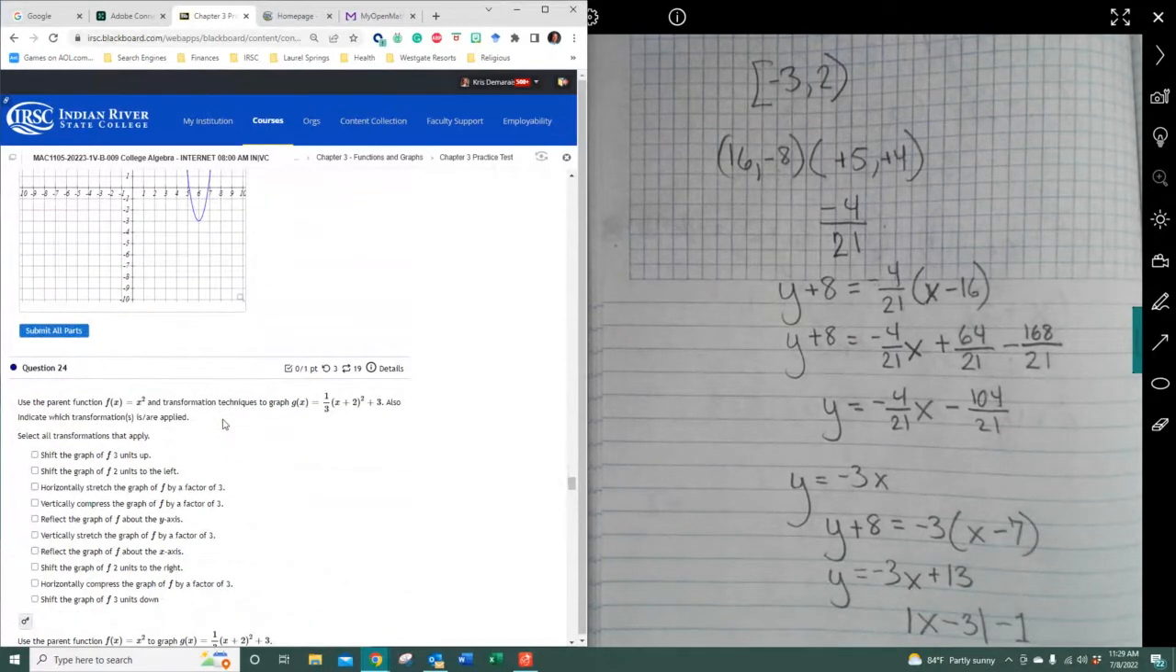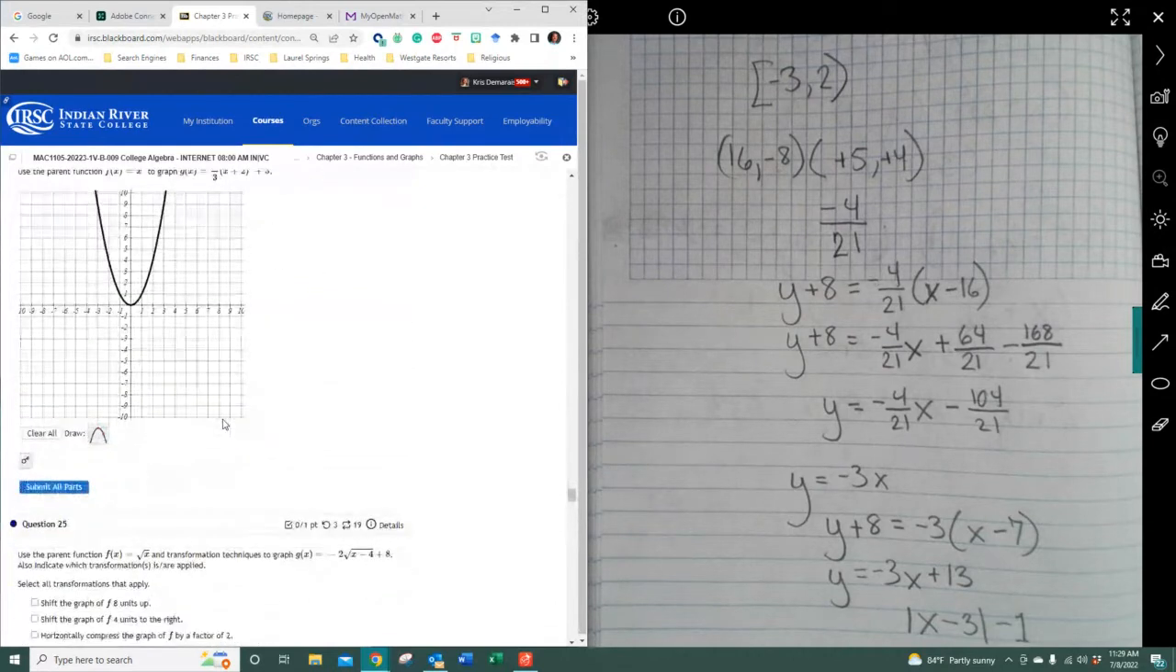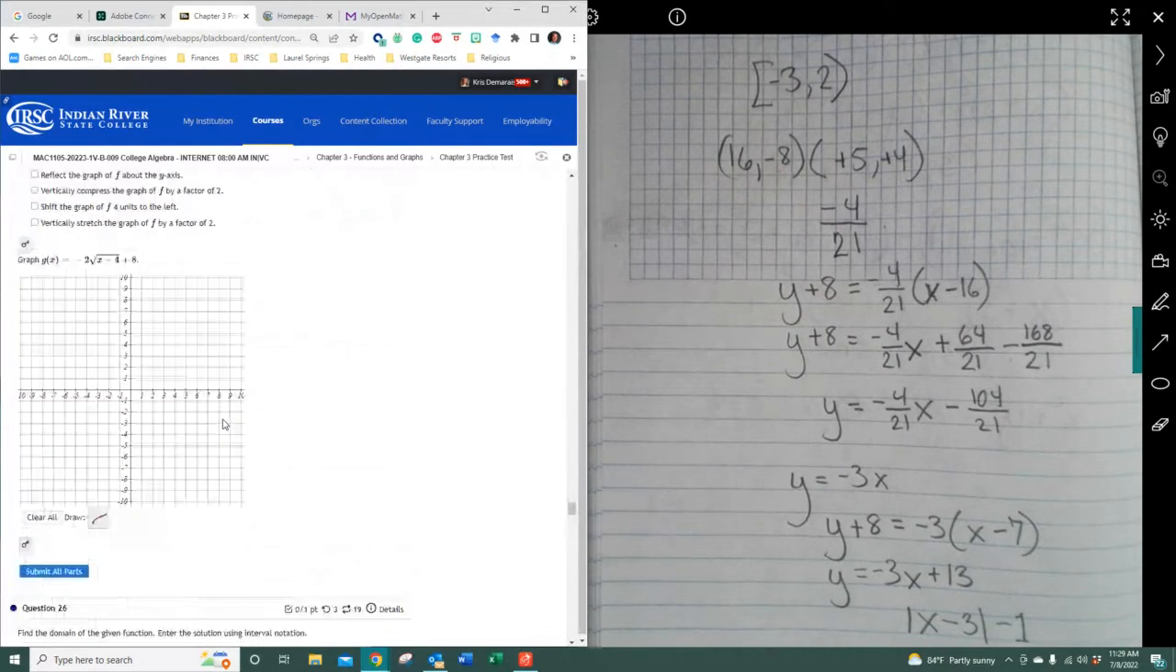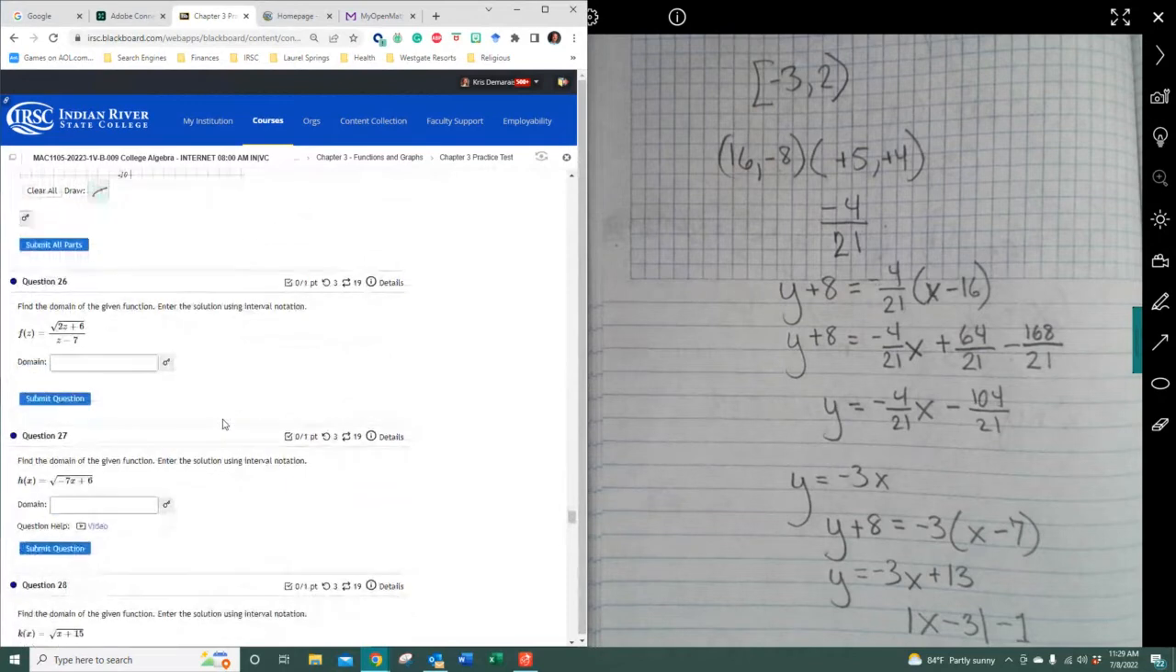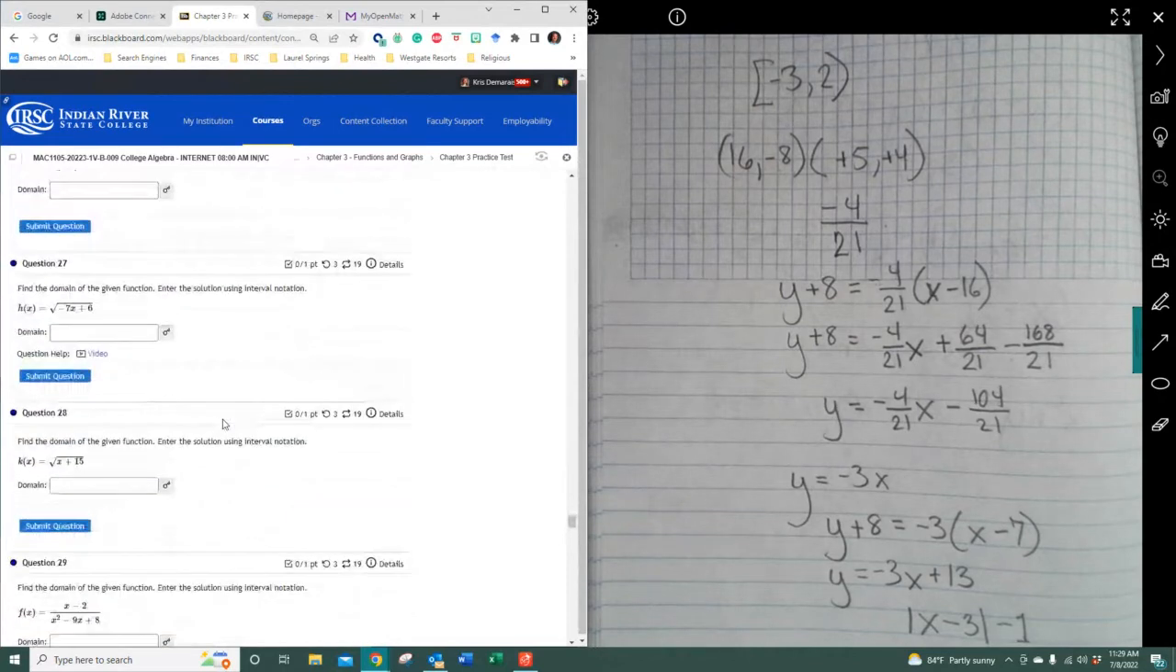All right. This is a quick overview of what you're expected to be able to perform on the test. All right, now 27.